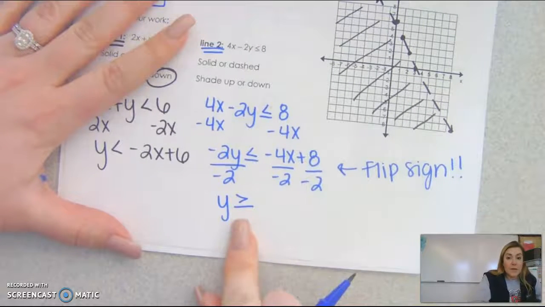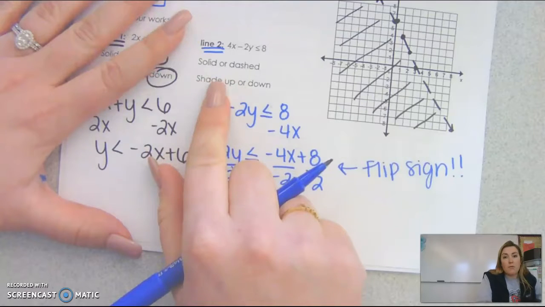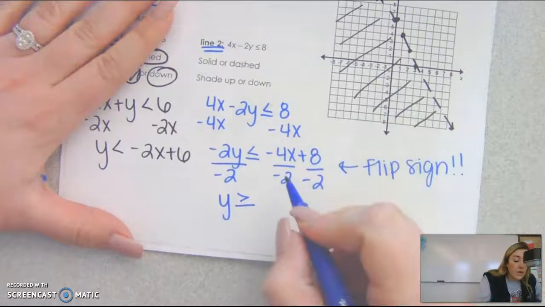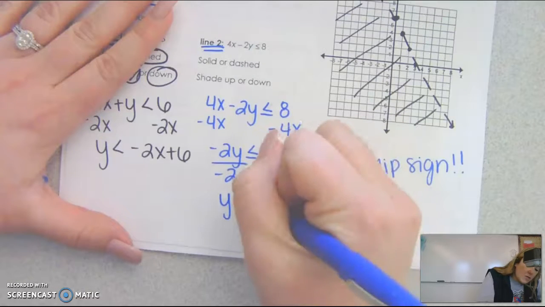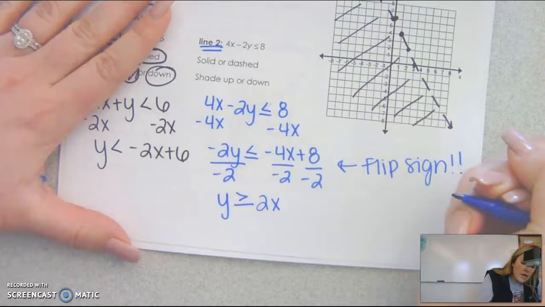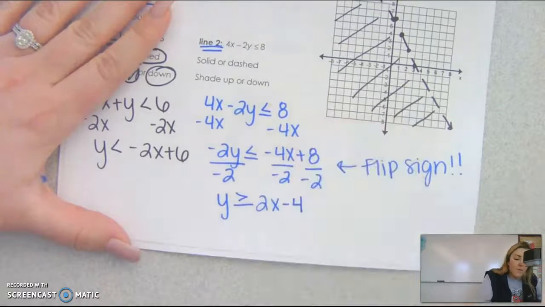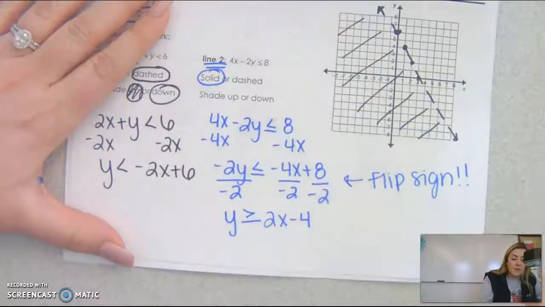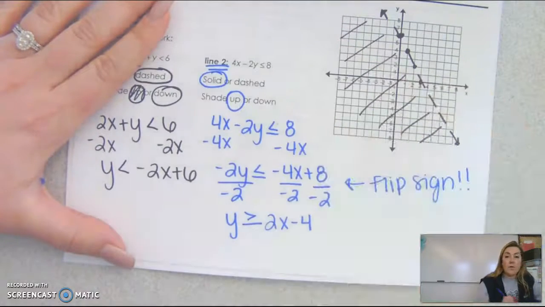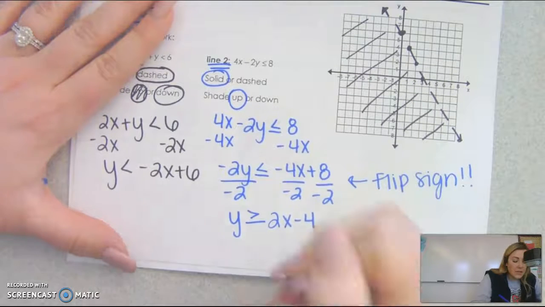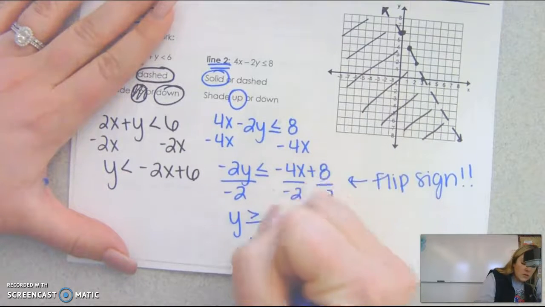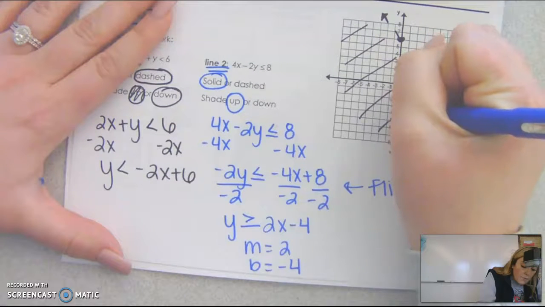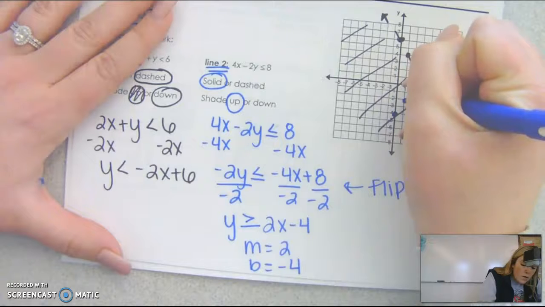So, since my sign flips, I would have normally wanted to shade down, but now I know I want to shade up. So negative 4x divided by negative 2 is positive 2x, and 8 divided by negative 2 is negative 4. So now I can tell that I need to have a solid line and that I want to be shading up. We can graph this line. So my m is 2 and my b is negative 4. So I'm going to start at negative 4, and from there I go up 2, right 1.